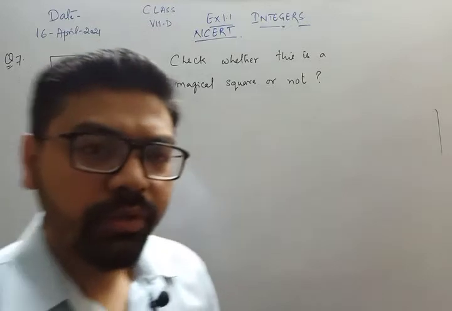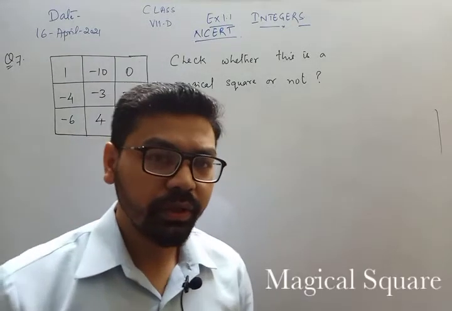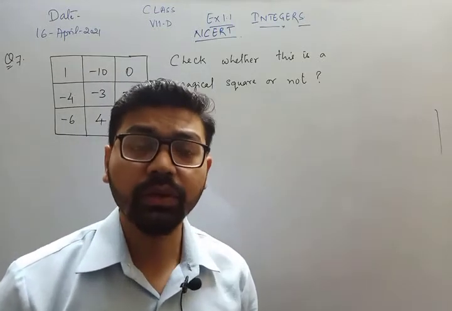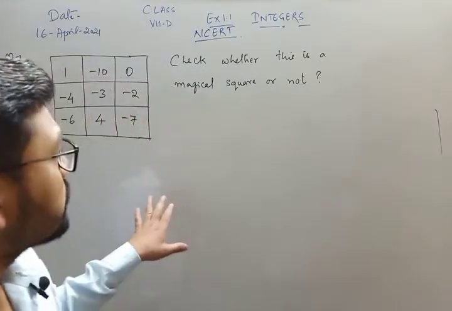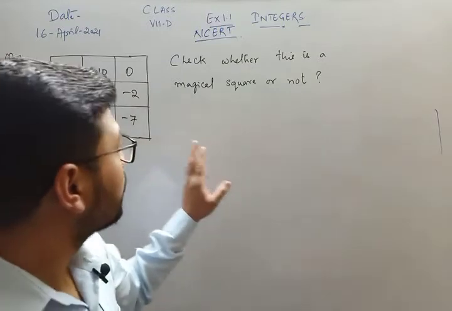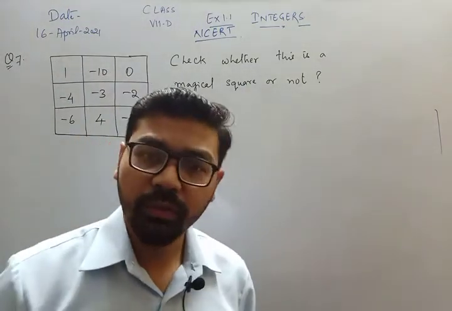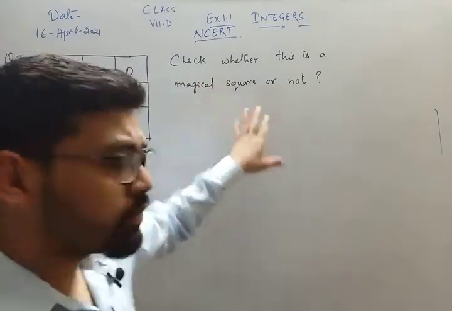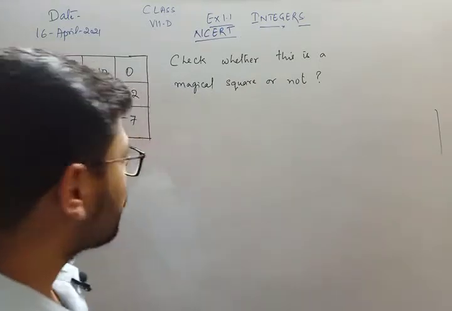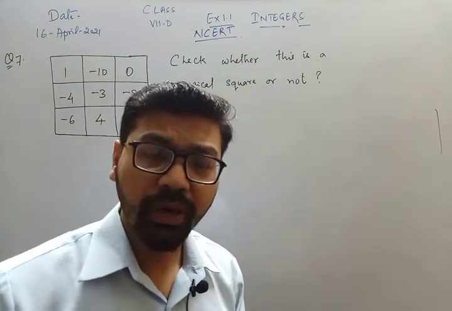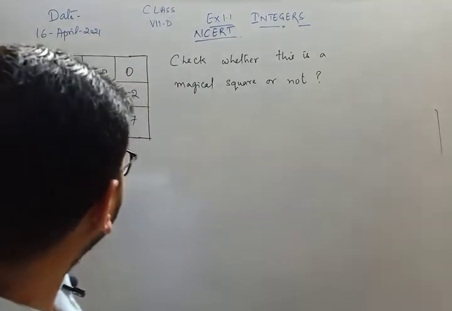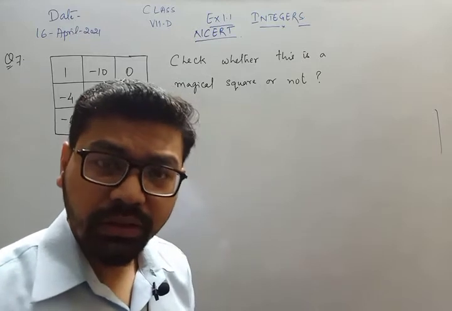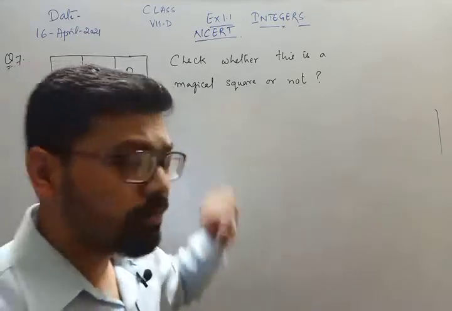So, good morning, students. We are starting our class with the question that I gave you in homework. This is question number 7 of exercise 1.1 NCERT, and the question asks whether this is a magic square or not. You need to check whether this square is a magic square or not. A magic square means that the summation of all rows, all columns and all diagonals is the same.